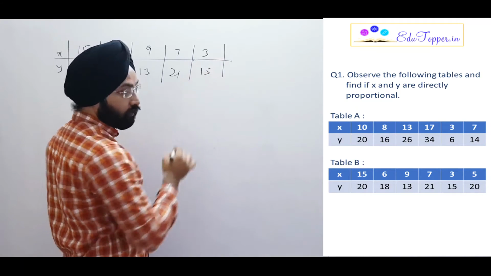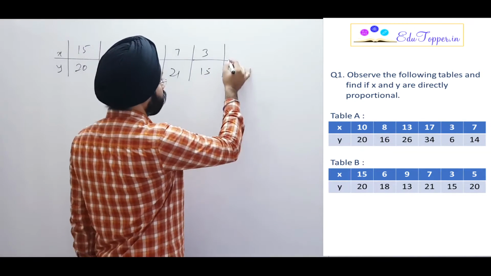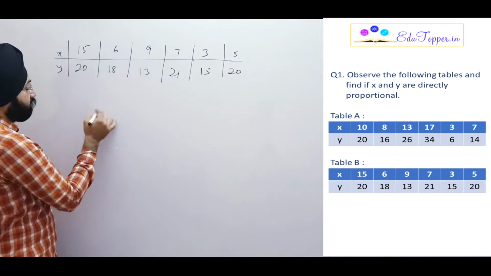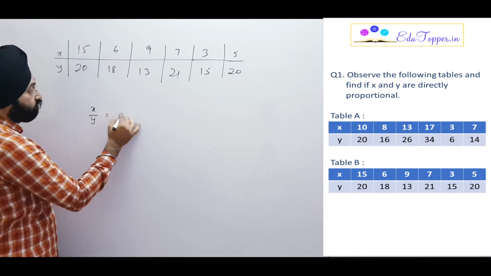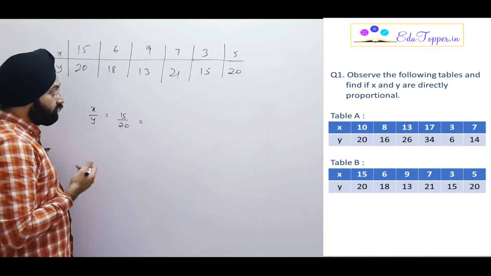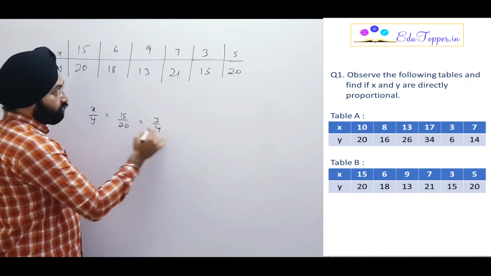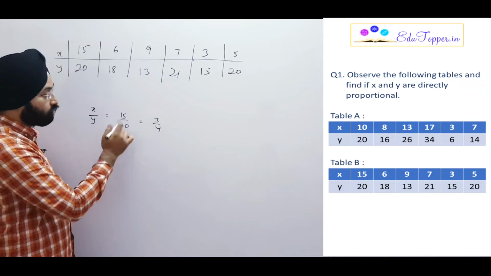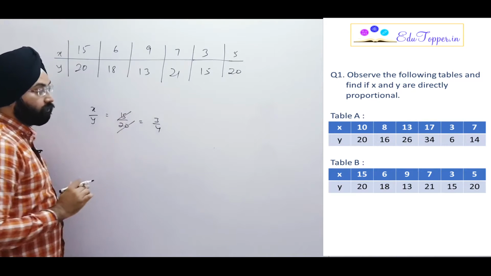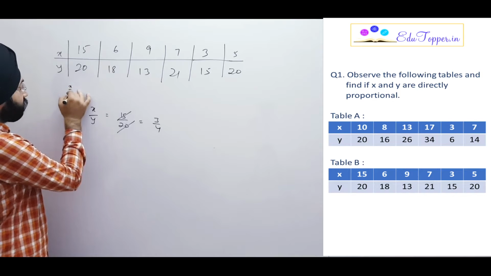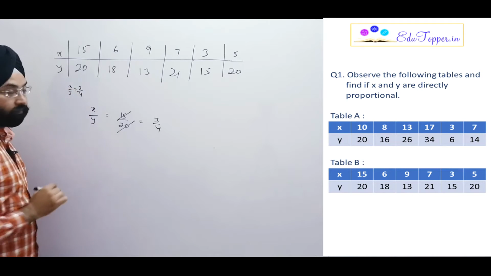3 and 15, and the last one is 5 over 20. So in the first case, x by y is 15 by 20. We can cancel it down to 3 by 4. 5 times 3 is 15 and 5 times 4 is 20, so it gets cancelled by 5. So in the first case, x by y is 3 by 4.